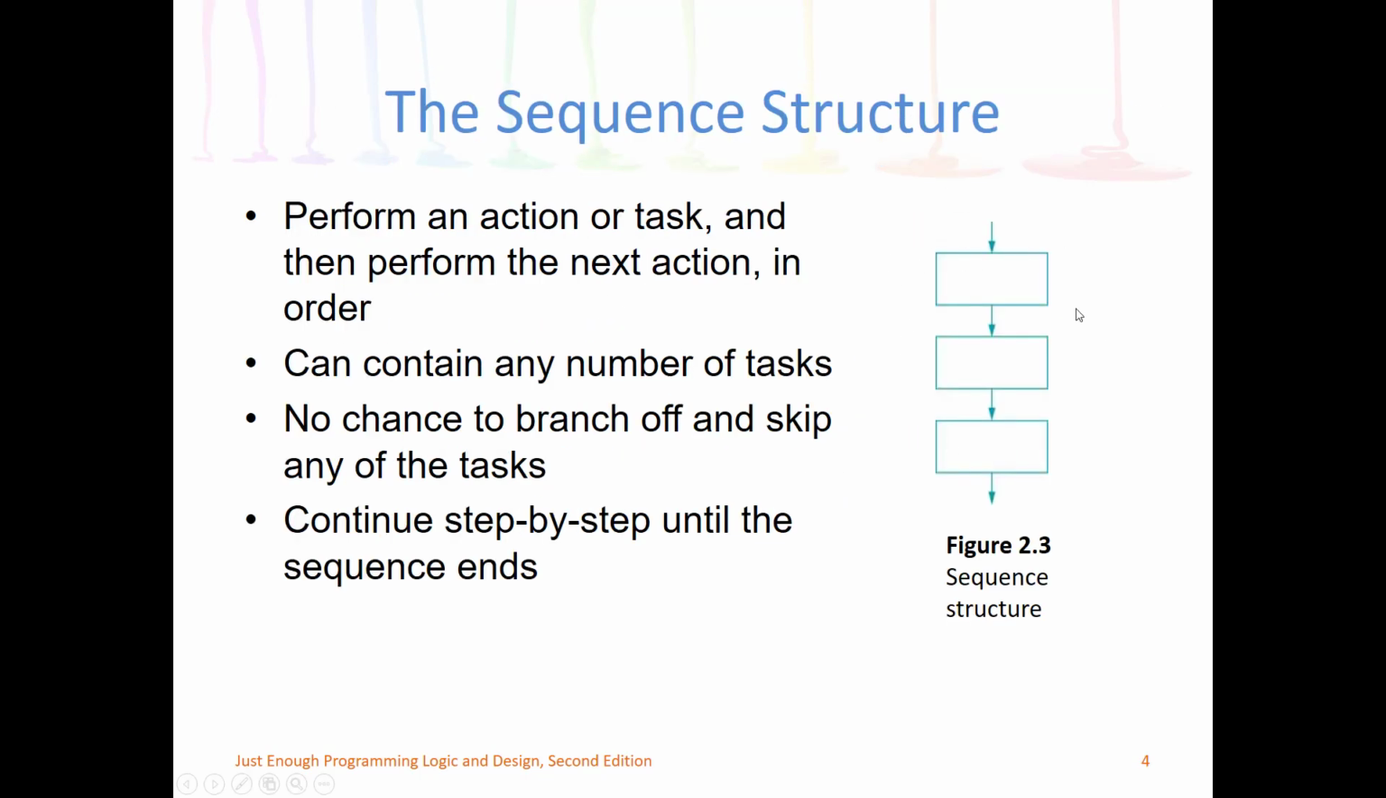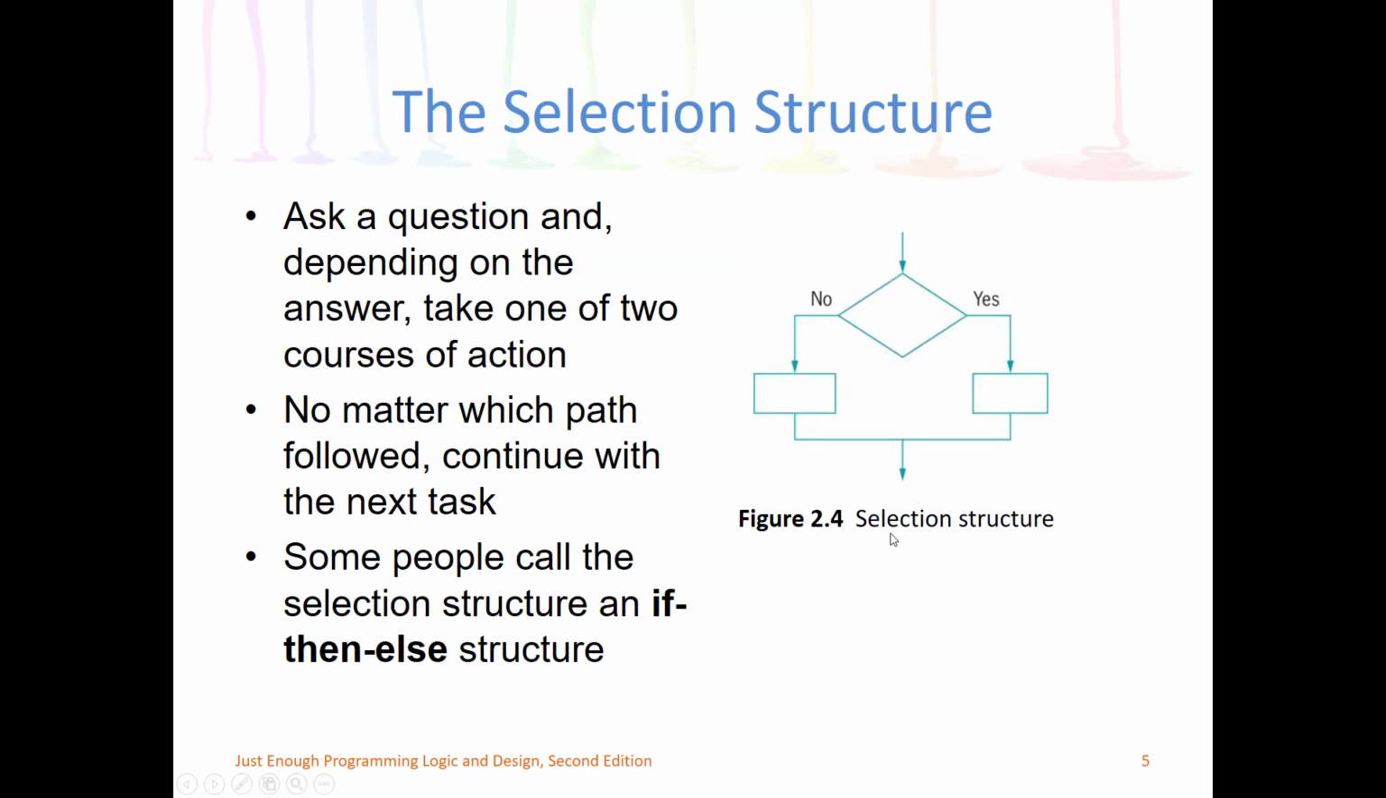Okay, so here's the first one, and what it looks like in a flowchart. These are processes, right? The rectangle. So you do process A, process B, process C. They just do this one, this one, this one in that order. You can put any number of tasks in that sequence, but there's no ability to branch off or skip tasks based on certain conditions. So that's a step-by-step execution until the sequence ends.